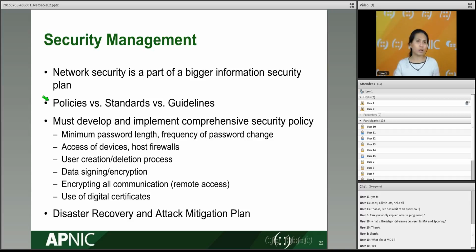You must develop a comprehensive security policy. Do you have that? Do you have usage policies, for example? What is the minimum password length for your users? How often are they supposed to change passwords? What do you do if you have user accounts for, let's say, staff that have long been gone from your organization? Do you have a policy that looks at automatic deletion of those user accounts?